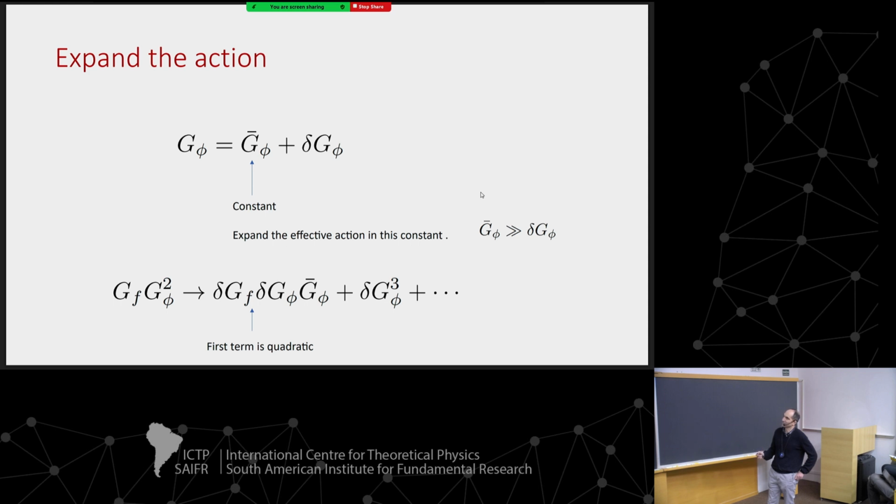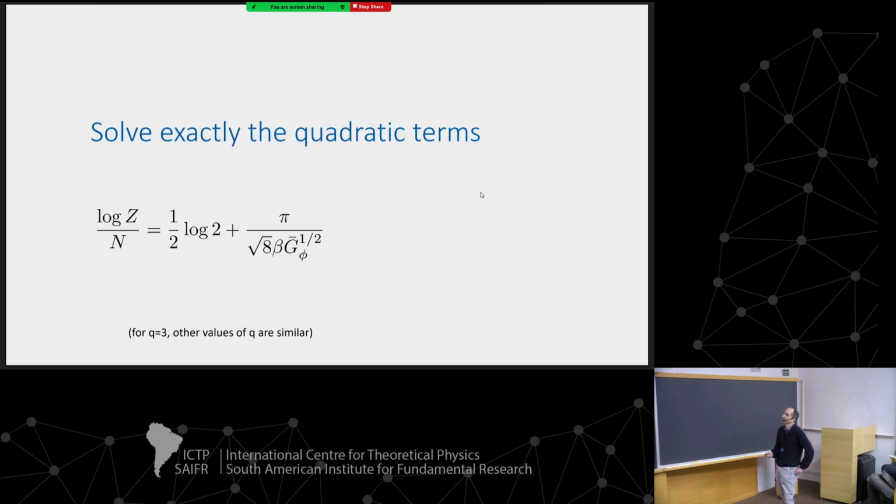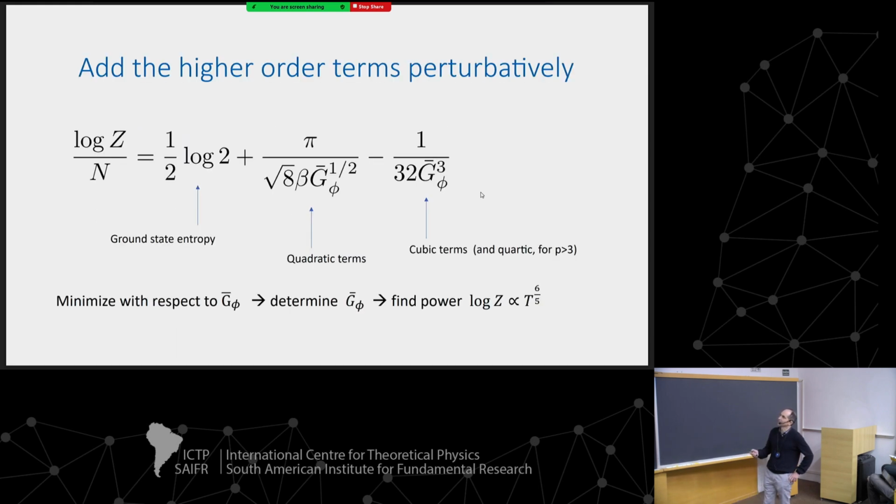I haven't written the action, but one of the terms in that action is an integral over time of the product of some functions. And then when you expand in small fluctuations, you find that there is a quadratic term, and then there are some higher order terms. And so the advantage is now that you can solve exactly the theory with just the quadratic terms, and then you find some simple answer that will depend on the value of the constant term, and then you can take into account perturbatively the higher order terms, and the higher order terms give you a different power of the function g, and so now you can maximize this quantity, and get the value of g, and that determines g.